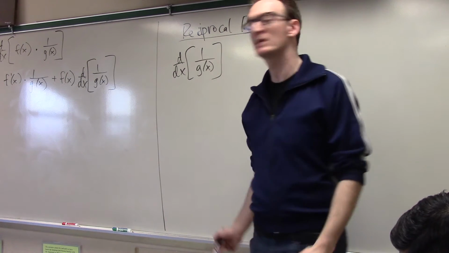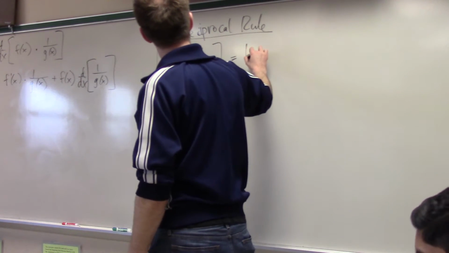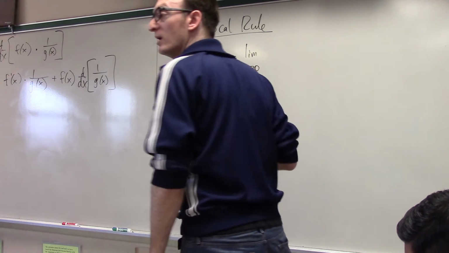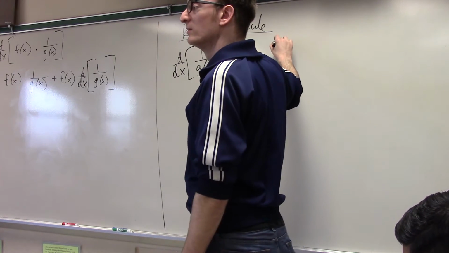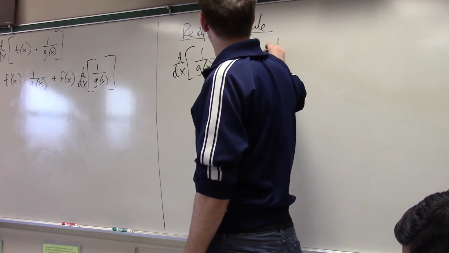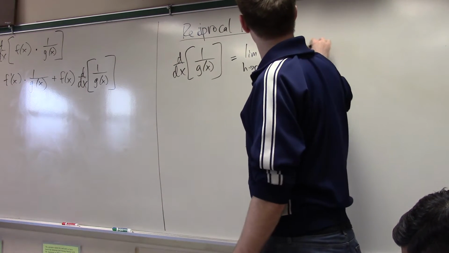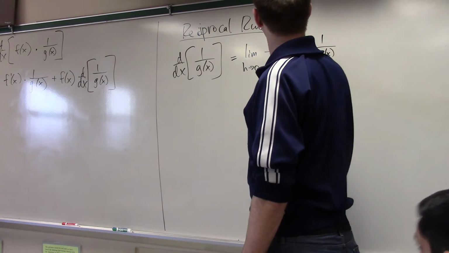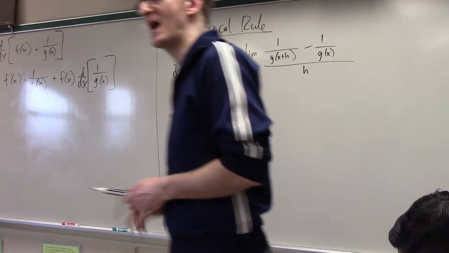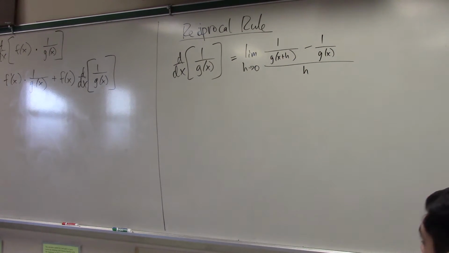Okay, we have to do this using the definition. So this is going to be the limit, as h goes to 0, of 1 over g of x plus h, minus 1 over g of x. I know I'm going fast, but is everyone more or less with this? It's just that, right? That would be, by definition, the derivative of 1 over g.